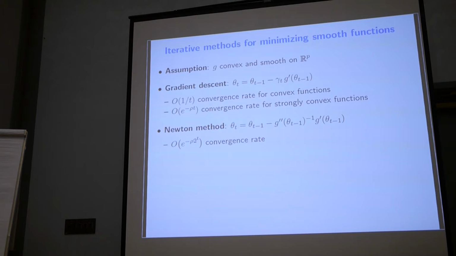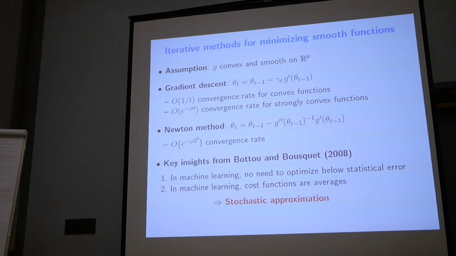Then Newton, I won't talk about it because it's not so scalable in our setup because you have to invert a linear system. The key insight from Léon Bottou and Olivier Bousquet and others before is the fact that for machine learning, our cost functions are very specific. They are averages, so you may be able to use this to get faster algorithms. And finally, you may not need very high precisions. If you have an average, it typically fluctuates with a width of 1 over root n. So at the end, optimizing below 1 over root n may be wasteful. This is why people do stochastic approximation.